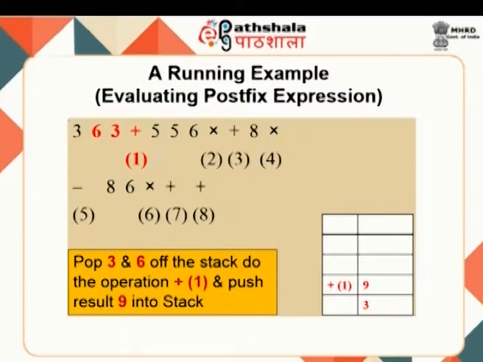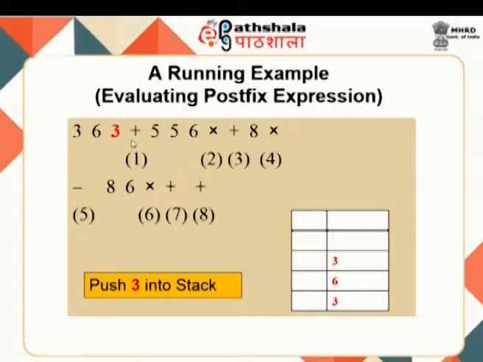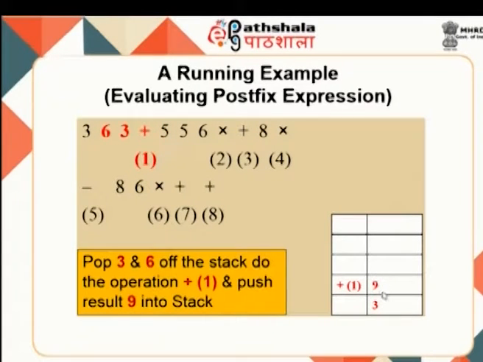Now, when you see the operator, you have to pop the top two elements because it is a binary operator. You have to remove those two elements, do the operation and push the result back onto the stack. I put a notation here as 1 to say this is the first operator that we are encountering. So, what has happened is the two elements on top of the stack have been added, and the result has been put here. So, this is the plus operation: pop 3 and 6 off the stack, do the operation plus and push the result 9 onto the stack.